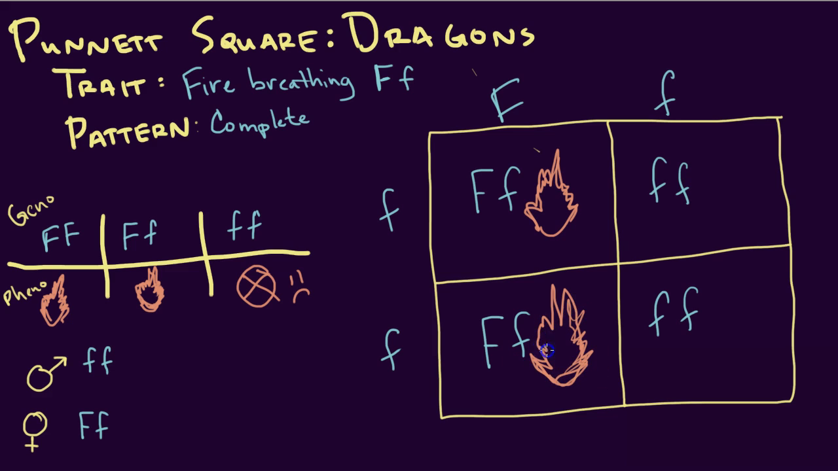And then we have over here, little f, little f, little f, little f. These two homozygous recessive are going to give us no fire at all, which is sadly not a great trait for dragons. Okay, so we just analyzed fire breathing as one of the traits for dragons. I'm going to pause it here and get the screen reset, and then we're going to look at one more trait.